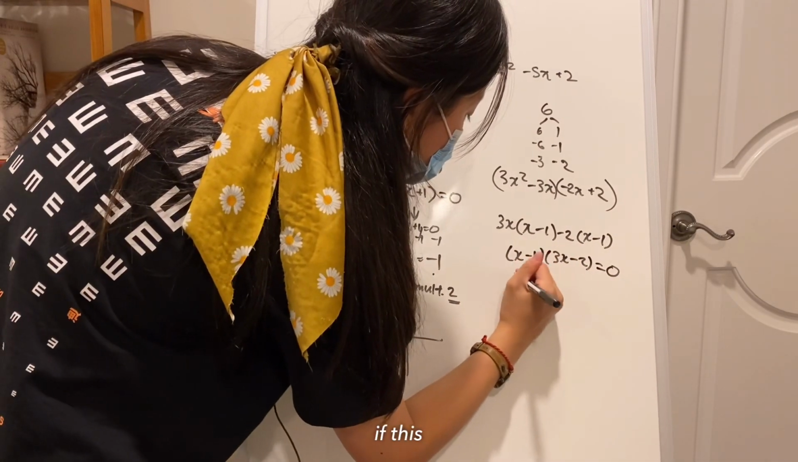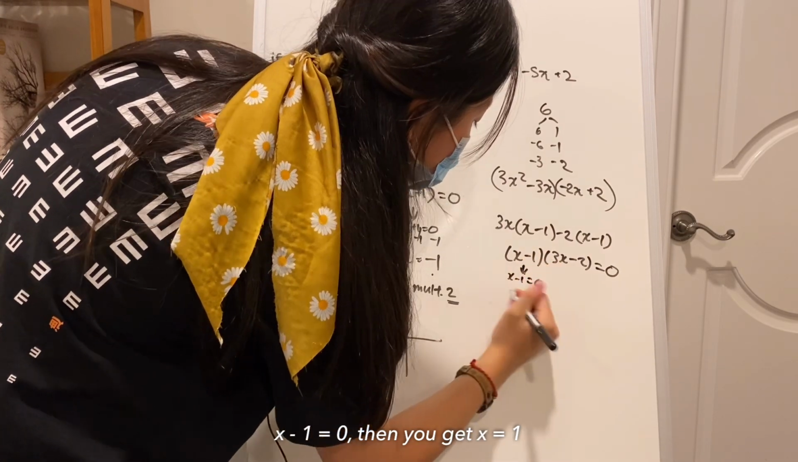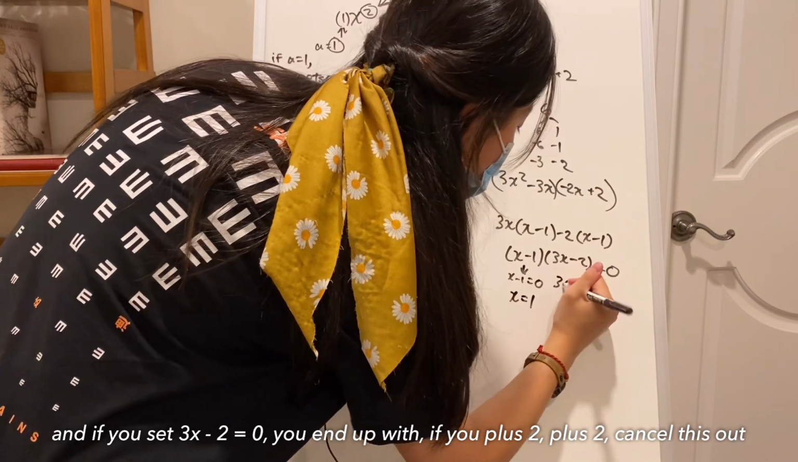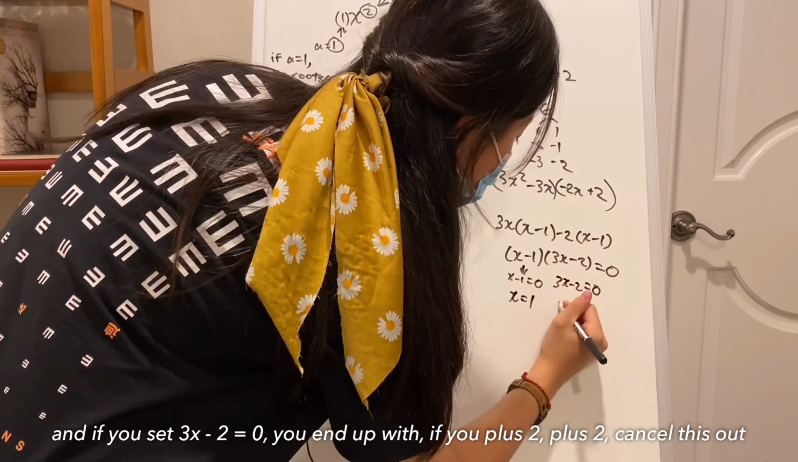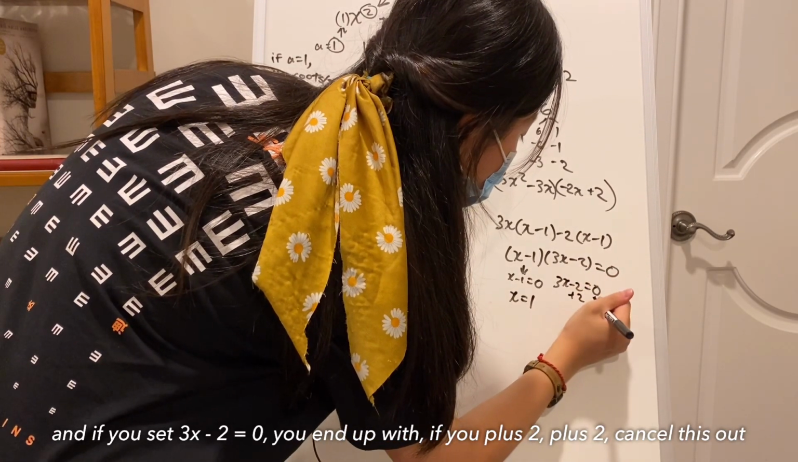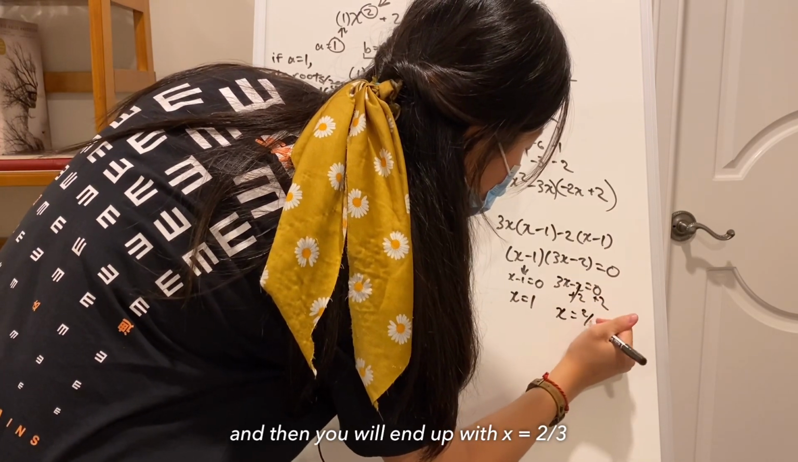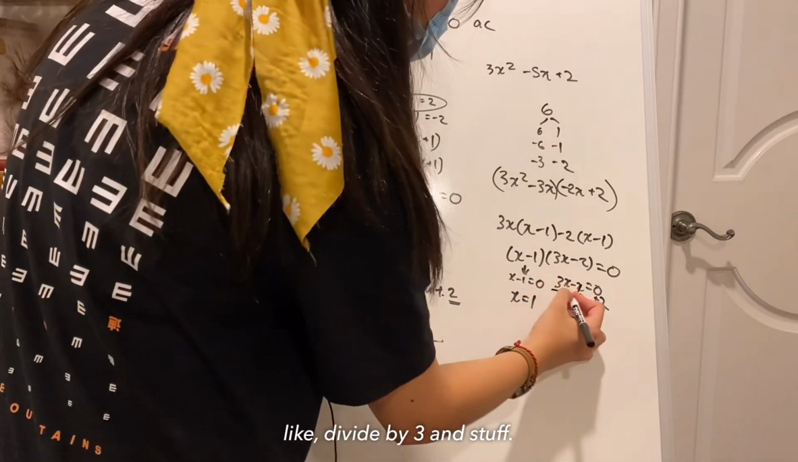So you set each equation equal to 0. If this x minus 1 equals 0, then you end up getting x equals 1, and if you set 3x minus 2 equals 0, if you add 2, cancel this out, and then you will end up with x equals 2 over 3, if you divide by 3.